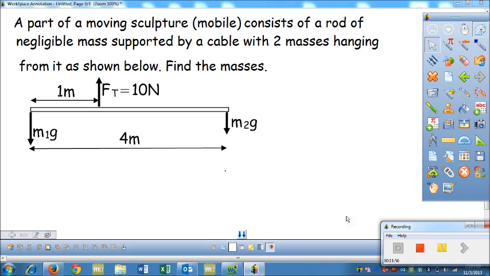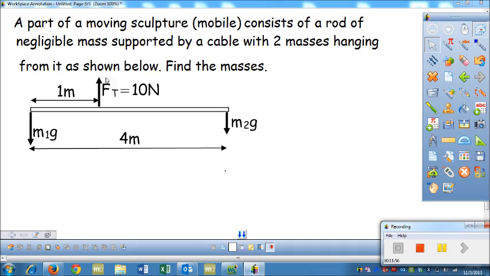Okay, so welcome back. Your next lab you're going to be building mobiles. And so this is about a mobile. You've got a rod, which is a part of a moving sculpture. A mobile consists of a rod of negligible mass supported by a cable with two masses hanging from it as shown below. Find the masses.